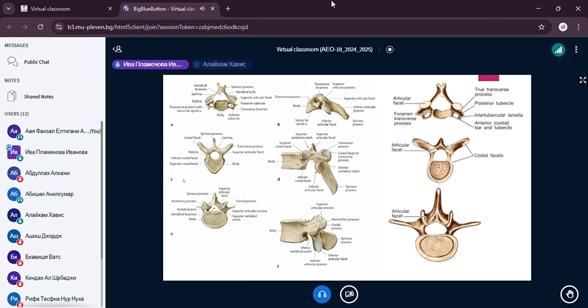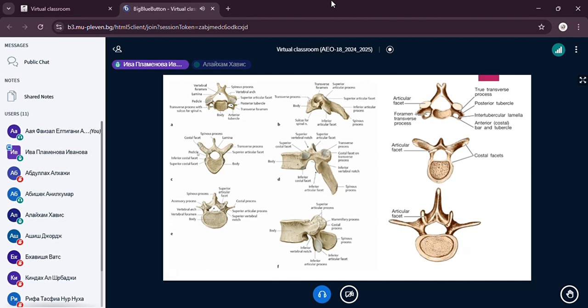So, why do you think this vertebra is thoracic? Because here you can see it has facets on the sides of the bodies. Yes, on both sides of the body we have superior and inferior costal facets. And on the transverse process we also have the same facet. Here should be the head of the rib, and here the rib tubercle. Yeah, because they connect to the ribs. That's why this is a thoracic vertebra.